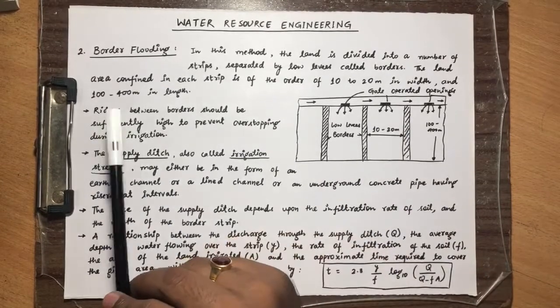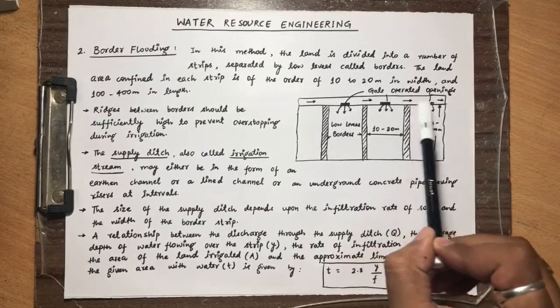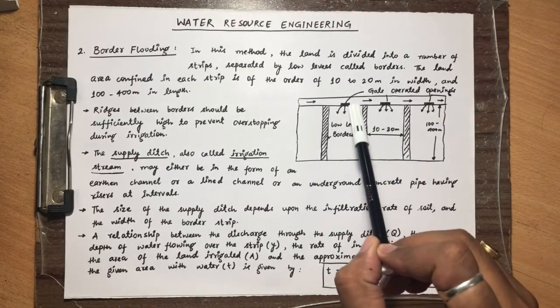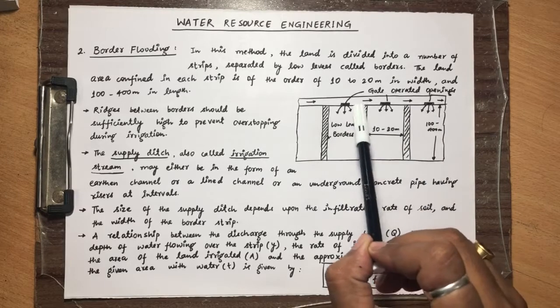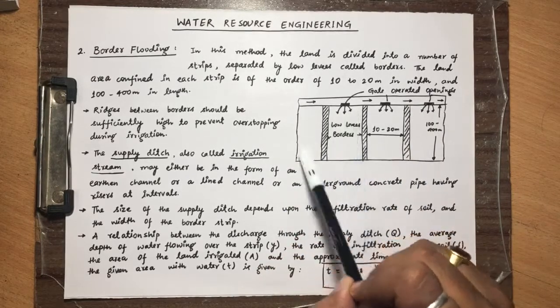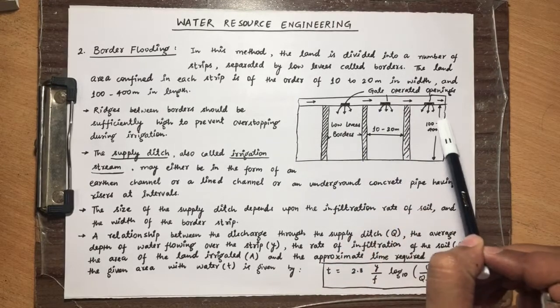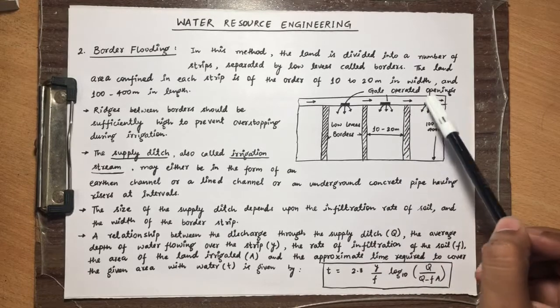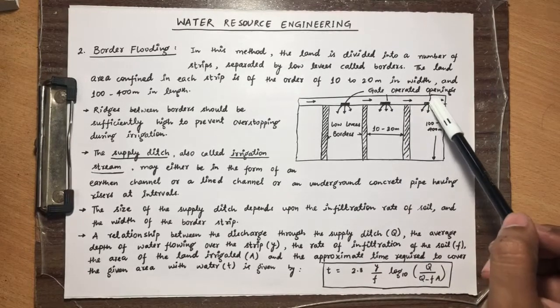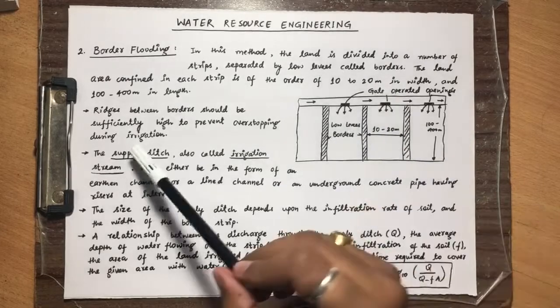This is the main supply and these are the gate operated openings. Water will come here, and if we want to put water here we will open this gate. If we want water here we will open this gate, and if we want water here we will open these gates. If we don't want water here we can close the gates. So these are gate operated openings.